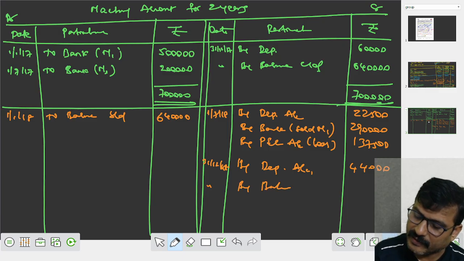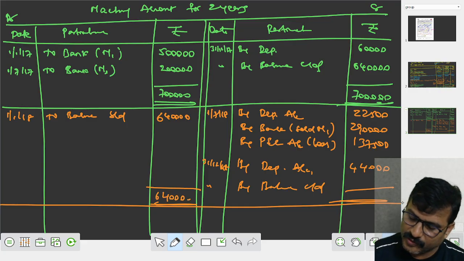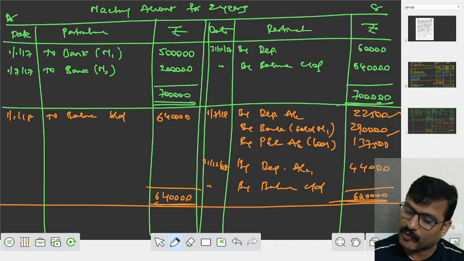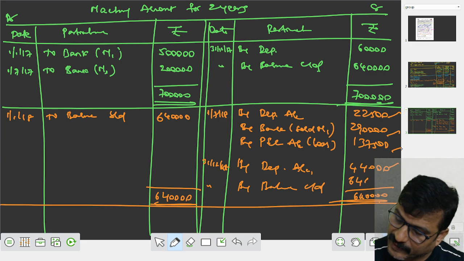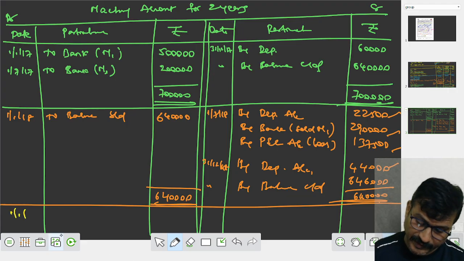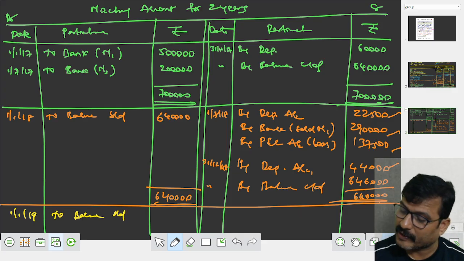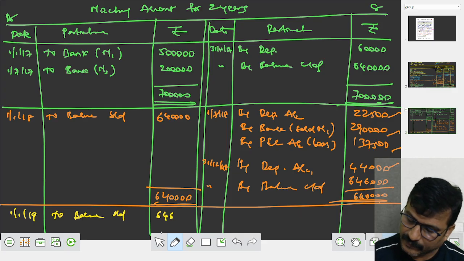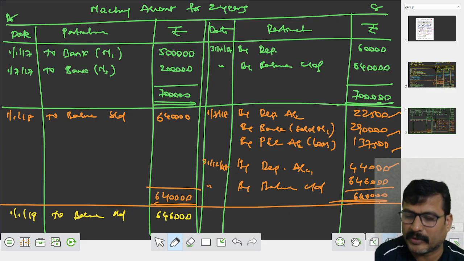Dates, by balance carry down. See, work out the total is 6 lakh 40,000. Out of 6 lakh 40,000, subtract 22,500, 2 lakh 90,000, 1,37,500, and 44,000 also. Then it comes to 6 lakh 46,000. Now after this we will go for 1st January 19 as to balance brought down 6 lakh 46,000. My dear students, I hope you understood, right?